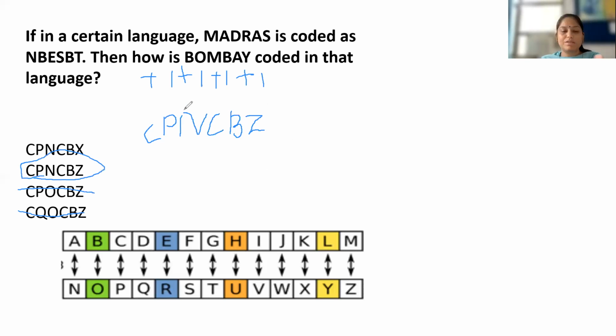So +1 is the basic coding done here, which we can decode and again use to code the word Bombay. Let's move further.